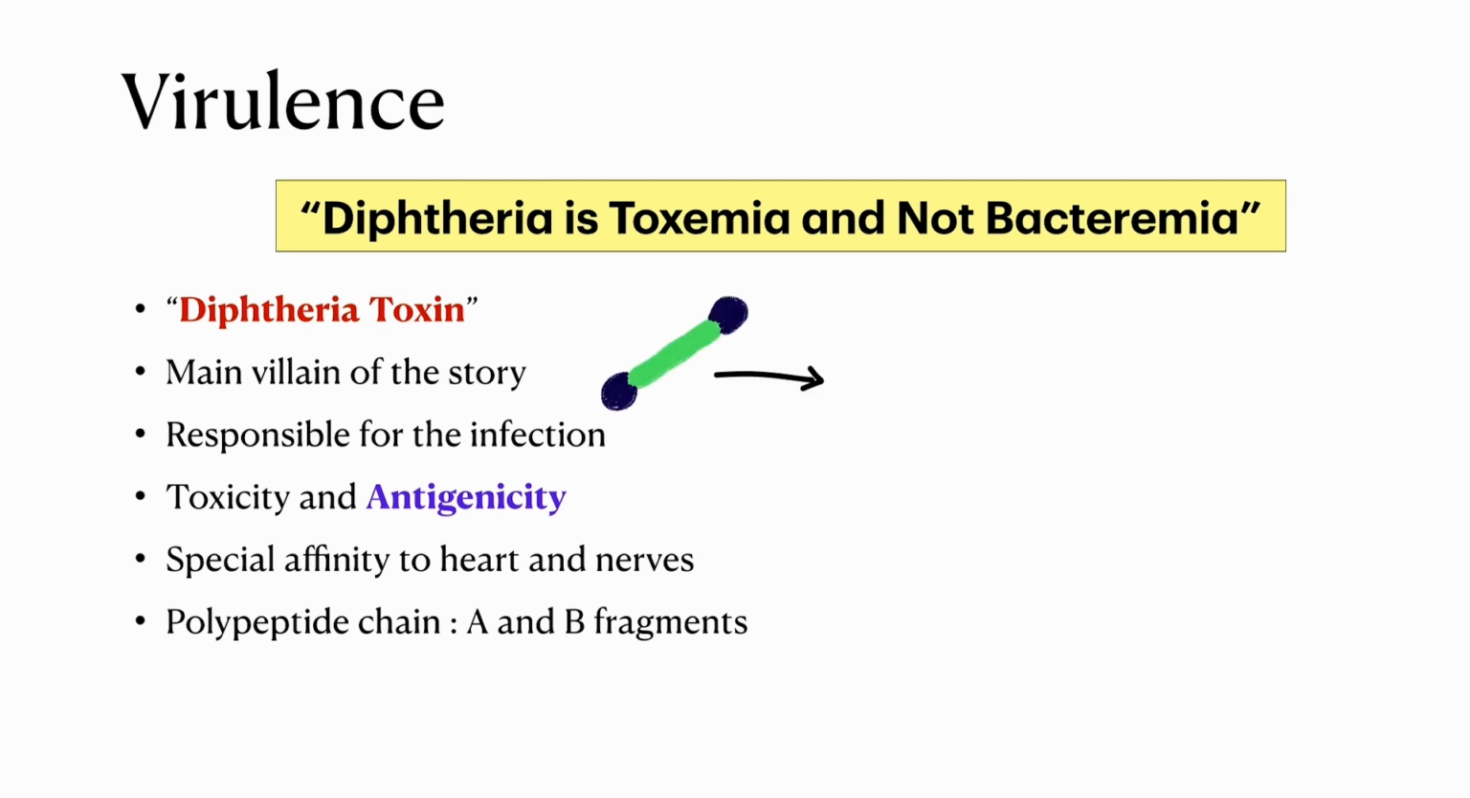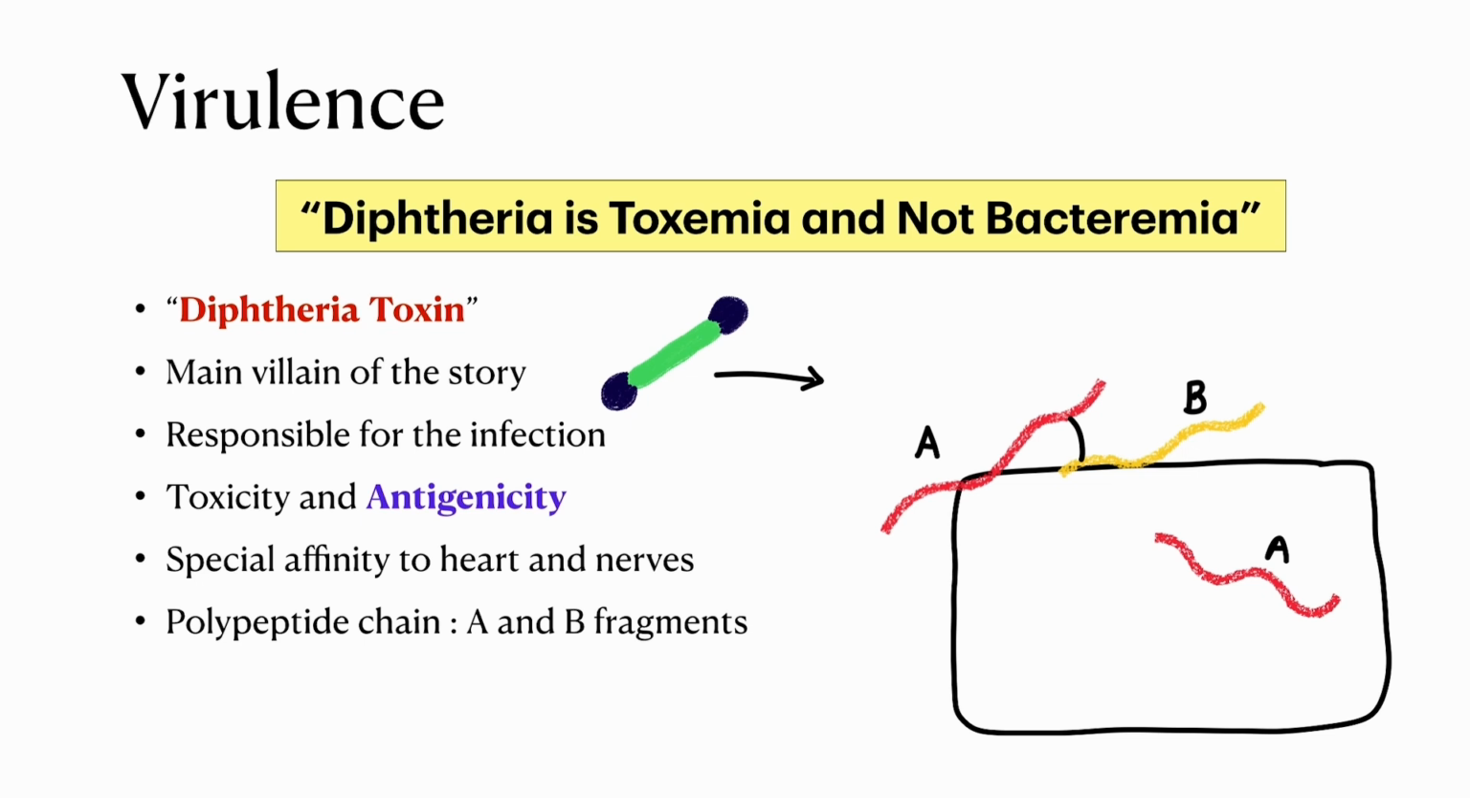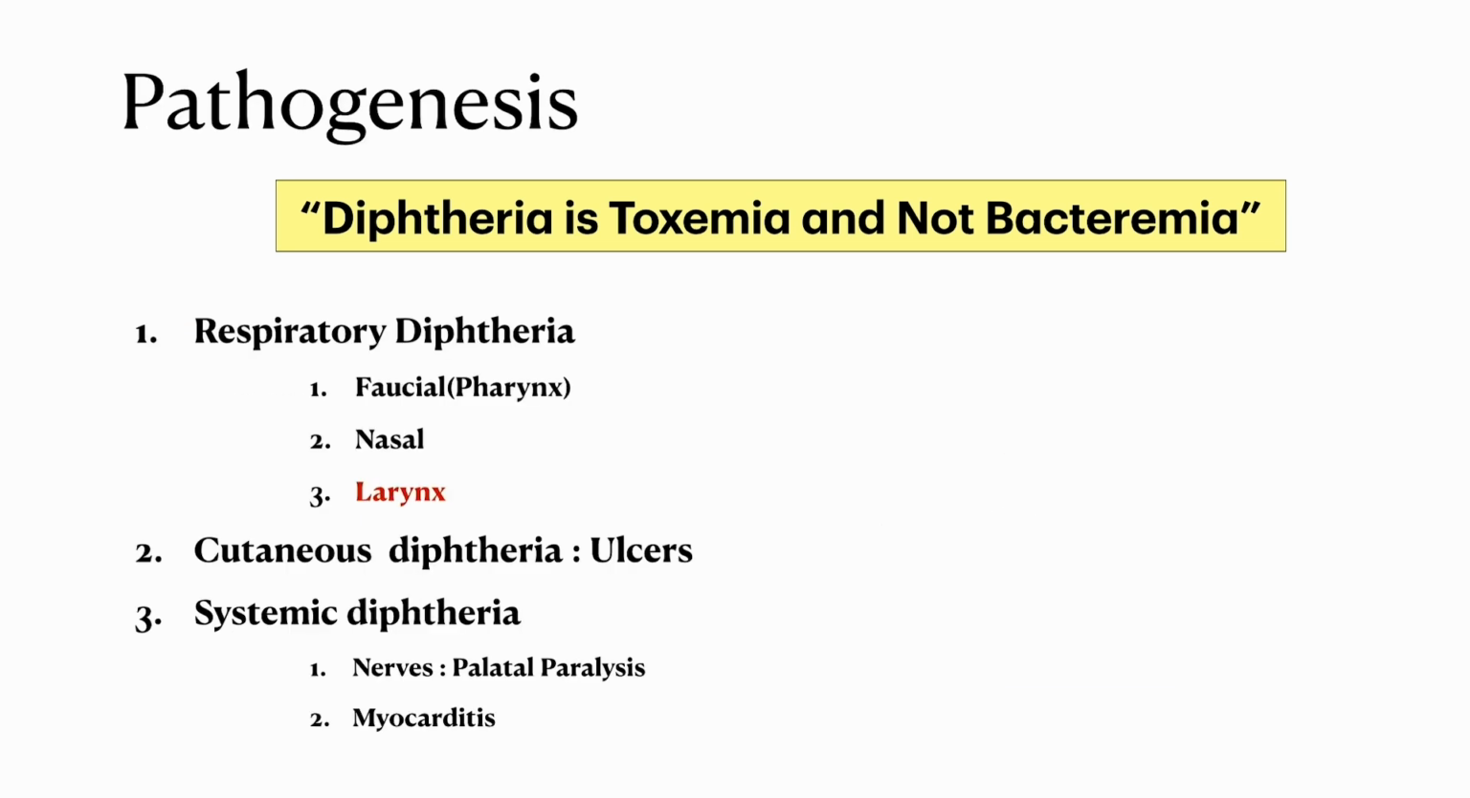So, this bacteria, Corynebacterium diphtheria, produces a toxin which is a polypeptide chain, has got A and B fragments. The B fragment of the toxin helps the toxin to attach itself to the cell, and then the A fragment internalizes itself. This A fragment then inhibits the protein synthesis inside the cell, and this inhibition of protein synthesis then kills the cell. Right?